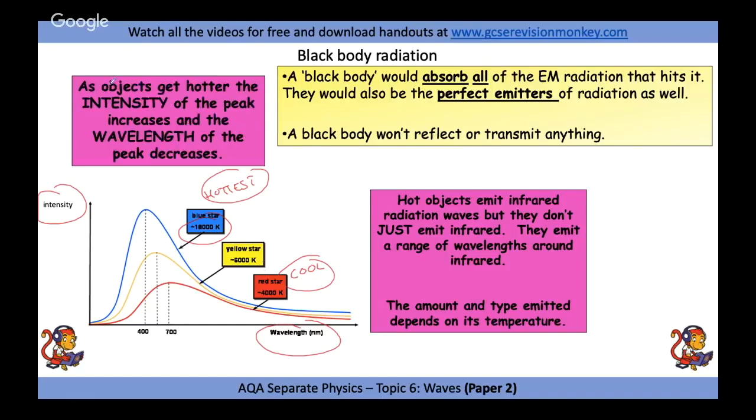You need to know that as objects get hotter, the intensity of the peak increases. As in, when objects go from cool to hot, the peak intensity goes up. And you also need to know that the wavelength of that peak decreases. So here's the peak wavelength when it's cool. Here's the peak wavelength when it's warmer, and here's the peak wavelength when it's at its hottest. So the wavelength of the peak goes down, the intensity of the peak goes up.